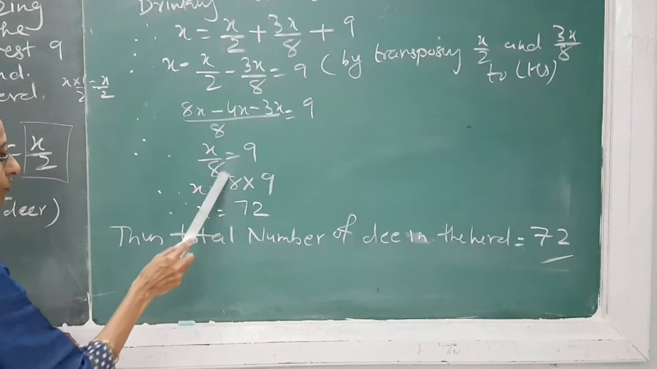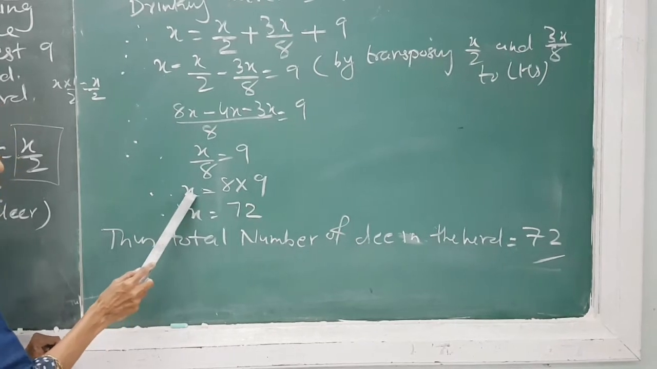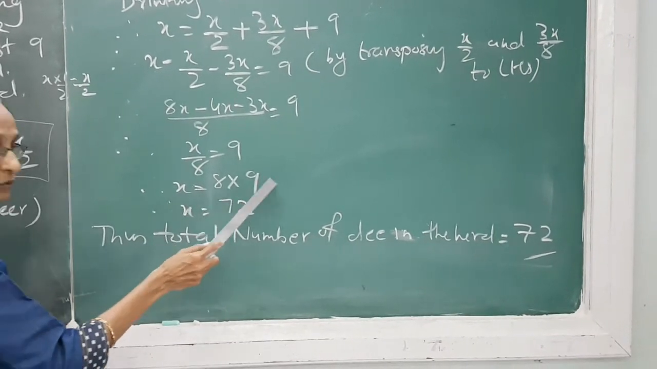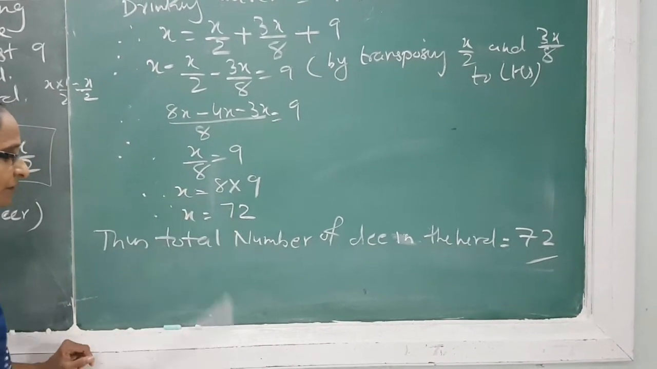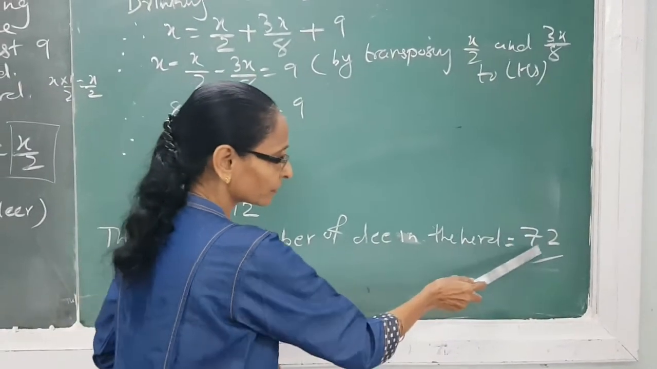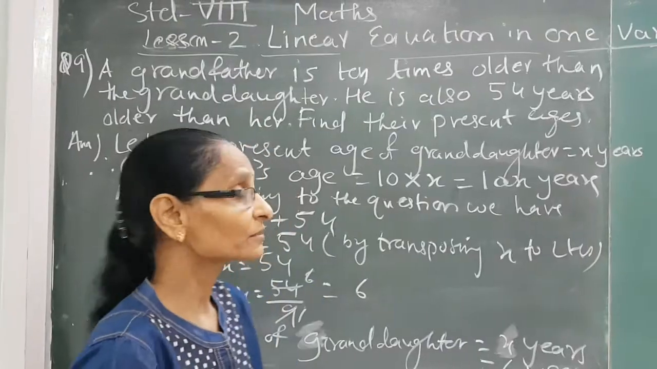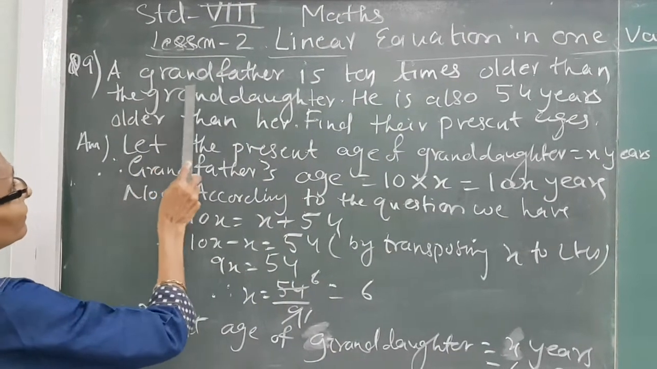Therefore x is equal to, this 8 will move to the opposite side and become multiply. Therefore x is equal to 8 into 9. Therefore x is equal to 72. Thus the total number of deer in the herd is 72. Now next, question number 9.